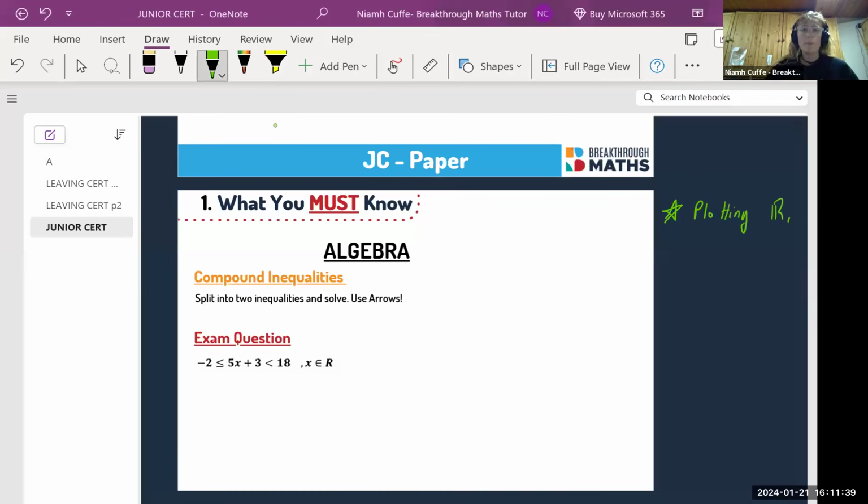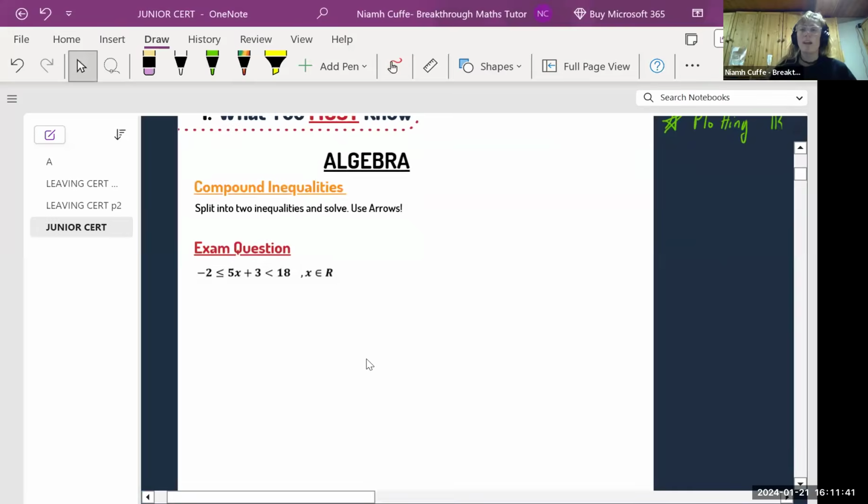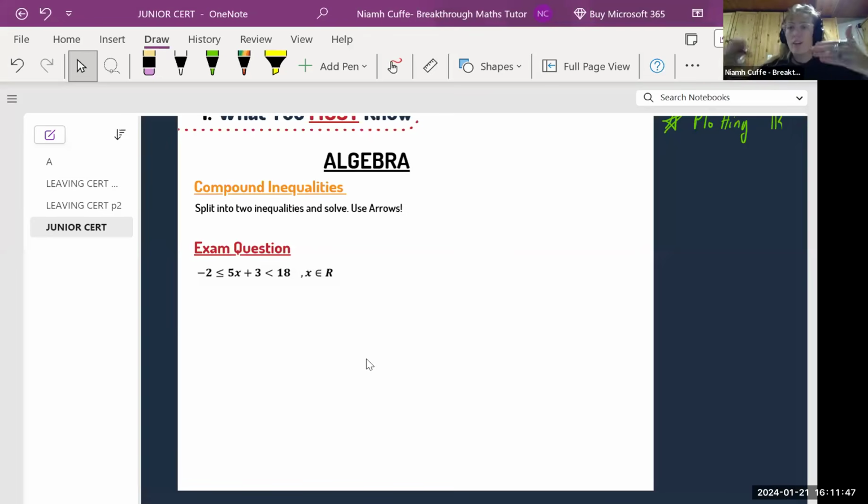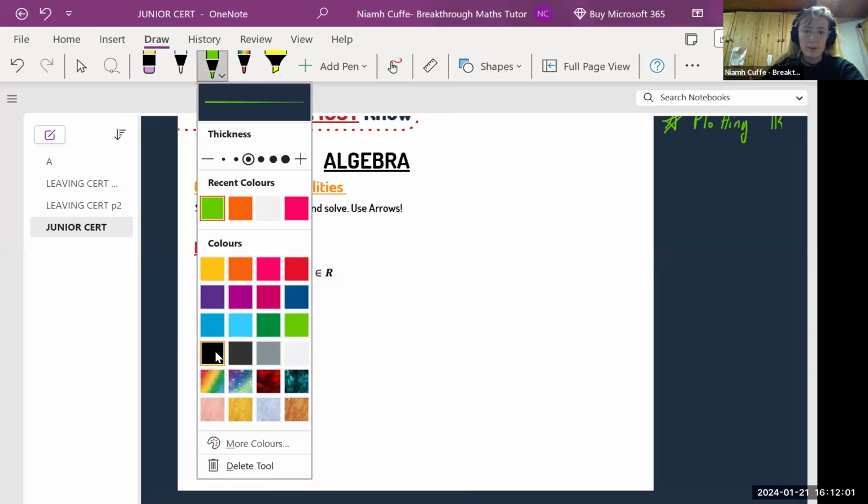Because with inequalities, we're talking about less than signs, greater than signs, less than or equal to, greater than or equal to. We're talking about equations where things are not actually equal to each other. Here's a perfect example of what an inequality looks like when it comes up in your junior cert. You see this all the time. You get these double inequalities. Before we jump into that, let's just go through some of the basics quickly.